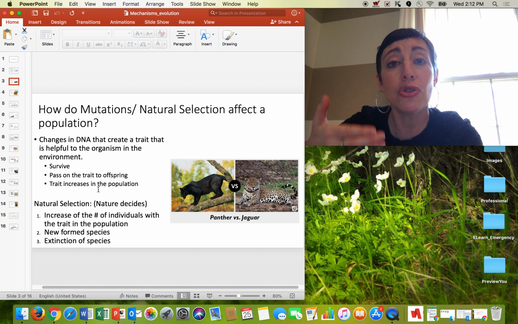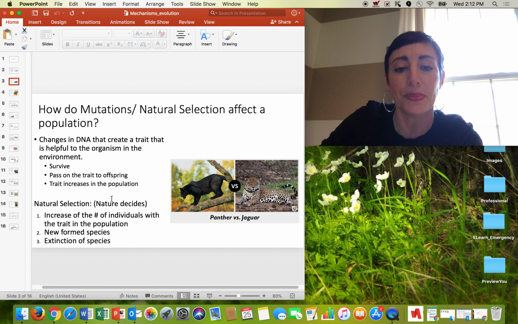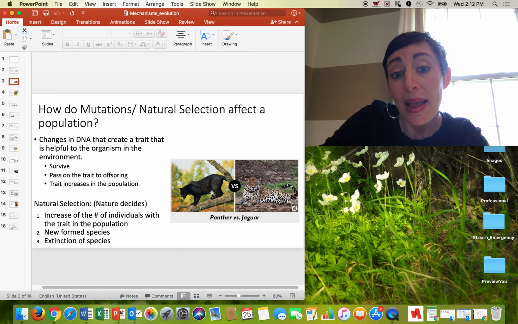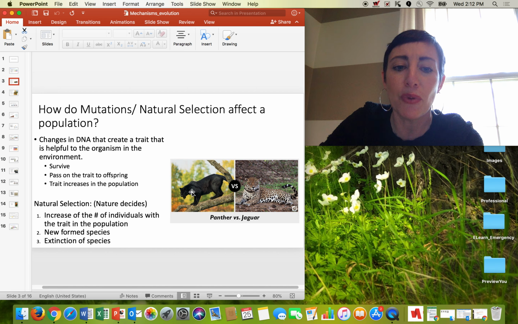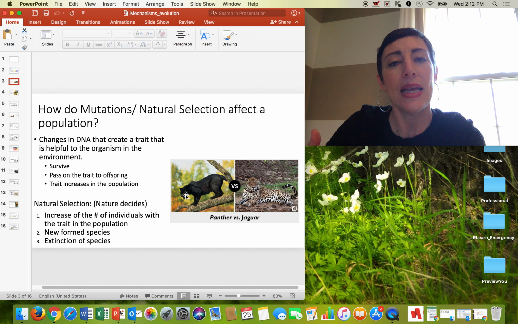So because those traits increase, like for example, this black color of the panther here in the rainforest, let's say that adaptation allows the panther to hide or camouflage better. Therefore, it's going to live longer because it can attack more prey. And then it will be able to have more babies because it's lived longer. And the babies are going to have the gene for this black fur. So we should see an increase in panthers that have black fur in the population.